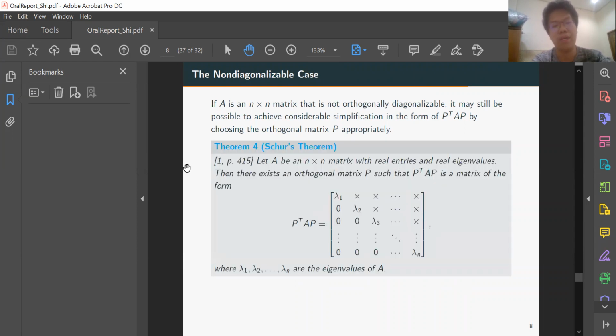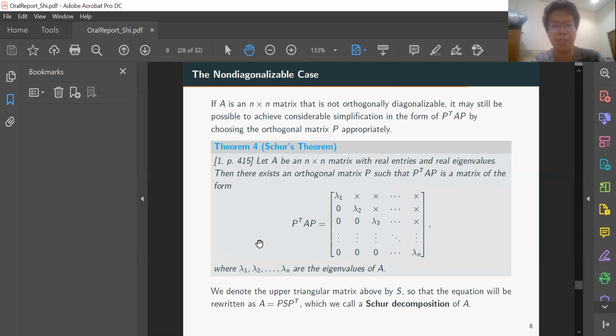Schur's theorem. Let A be an n by n matrix with real entries and real eigenvalues. Then there exists an orthogonal matrix P such that P transpose AP is a matrix of the form right here, where lambda sub 1 to lambda sub n are the eigenvalues of A. We denote the upper triangular matrix above by S, so that the equation can be rewritten as A is equal to P S P transpose, which we call a Schur decomposition of A.